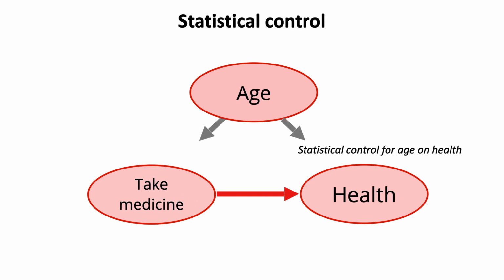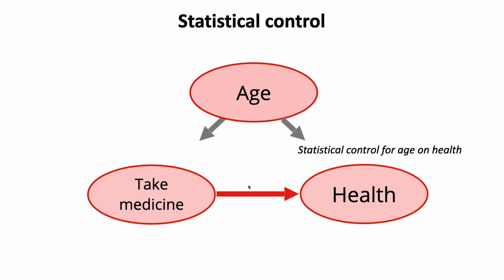Another way we could do it is using statistical controls. So we could do a regression, include age as a control variable, and that breaks the causal relationships and allows us to study the causal effect rather than the correlational effect. So that's the idea behind drawing out your causal assumptions in order to make sure that all the statistical controls that you need are in place.